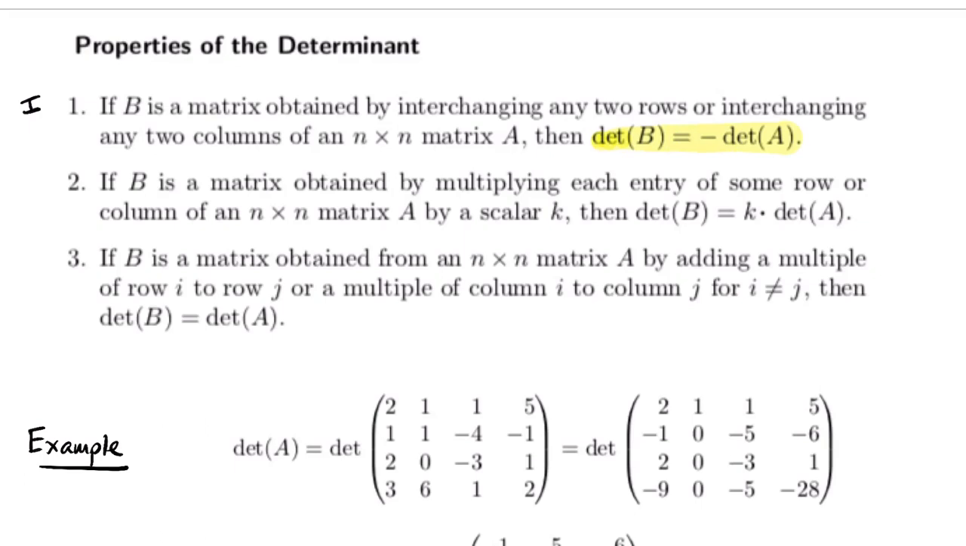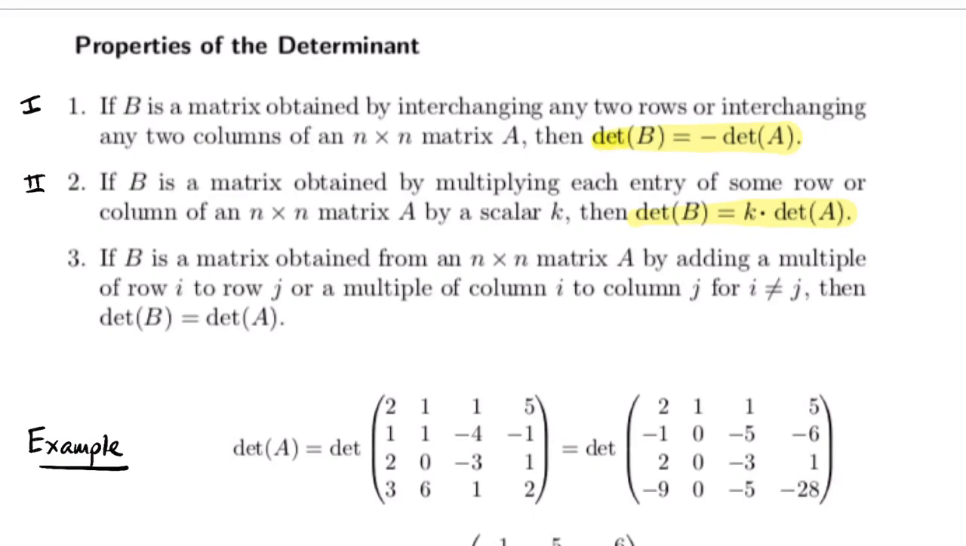Okay. If you do a type 2 elementary row operation, you multiply a row or a column by a non-zero number k, then the effect on the determinant is that it also gets multiplied by that scalar k. Okay, so if you multiply every entry in the row of A by 2, the resulting matrix will have twice the determinant.